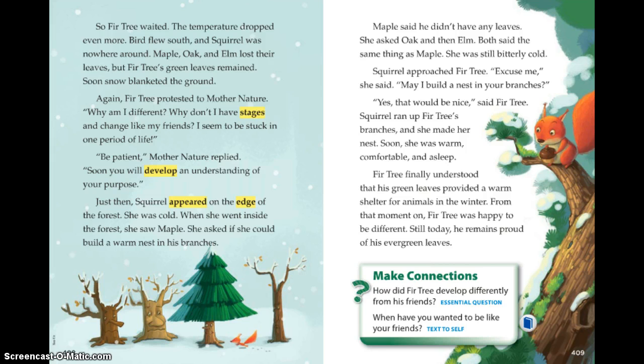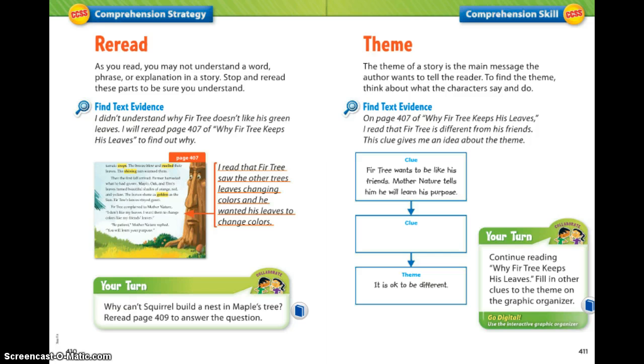Make connections. How did Fir Tree develop differently from his friends? When have you wanted to be like your friends? Comprehension Strategy. Reread. As you read, you may not understand a word, phrase, or explanation in a story. Stop and reread these parts to be sure you understand.